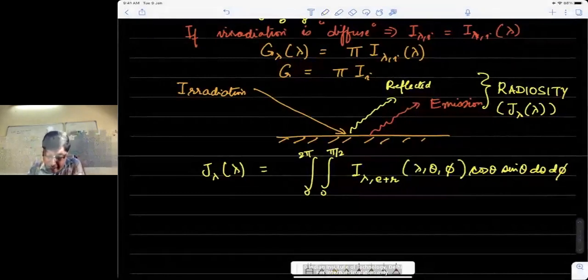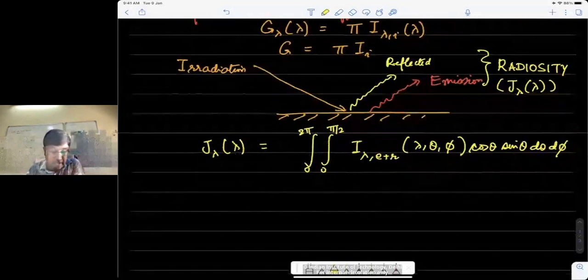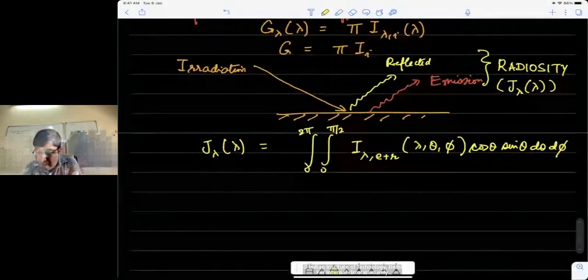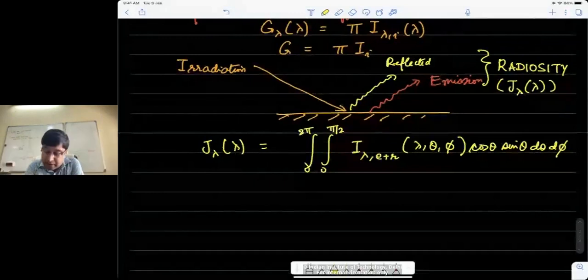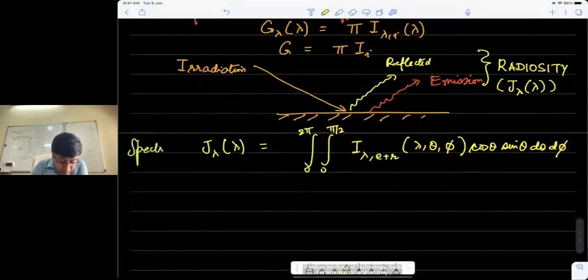By the way, I don't mean that I lambda e plus r is just I lambda e plus I lambda r. I'm not saying that. It is not that simple. This is a new quantity, a new intensity, which accounts for both emitted and reflected radiations. So this is the spectral, so I can call this spectral radiosity.